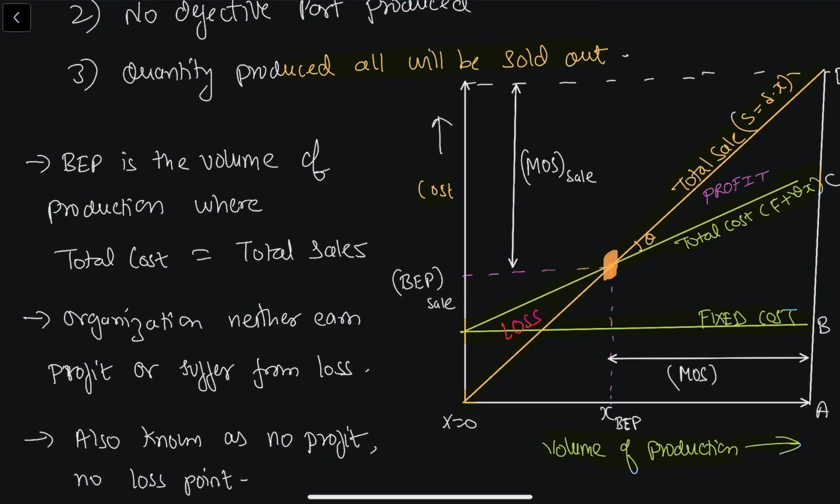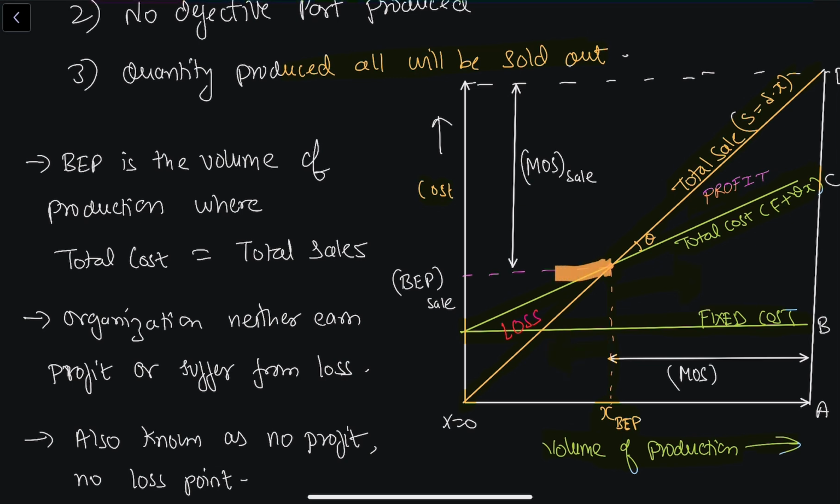And the point where your total selling and total cost intersect will be the break-even point. So this is your break-even point, where if you sell this many units, you will incur no loss, no profit. If you sell more than this, you will be in profit. If you sell less than that, then you will be in loss.